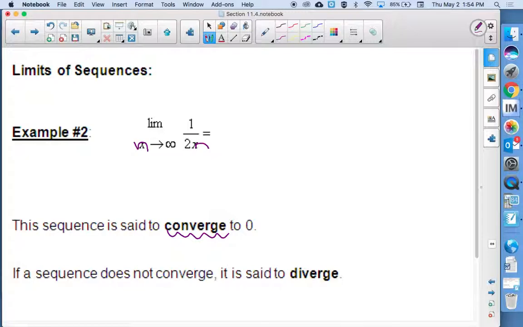Why would this go to 0? Chelsea? Because you could plug any number in for n, but it would never actually. Exactly. So whatever number you plug in for n, you're never going to get the value of 0, but it's going to get closer and closer to 0.